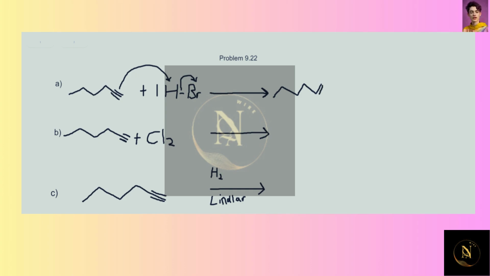So we're going to have a carbocation in the Markovnikov position, and this is going to be electrophilic, and the nucleophilic bromide will attach there.